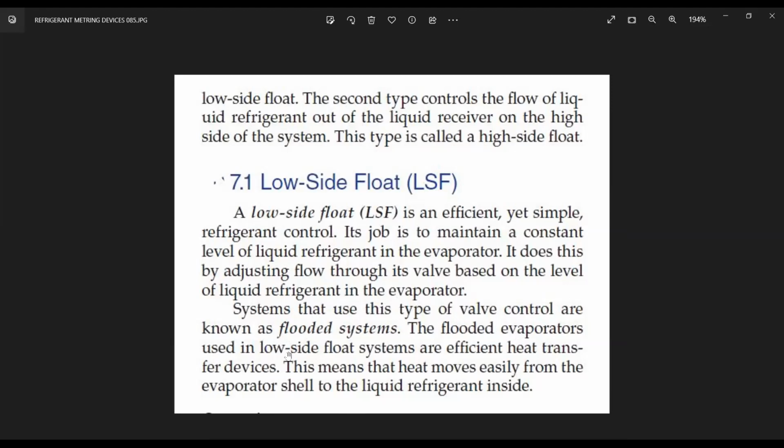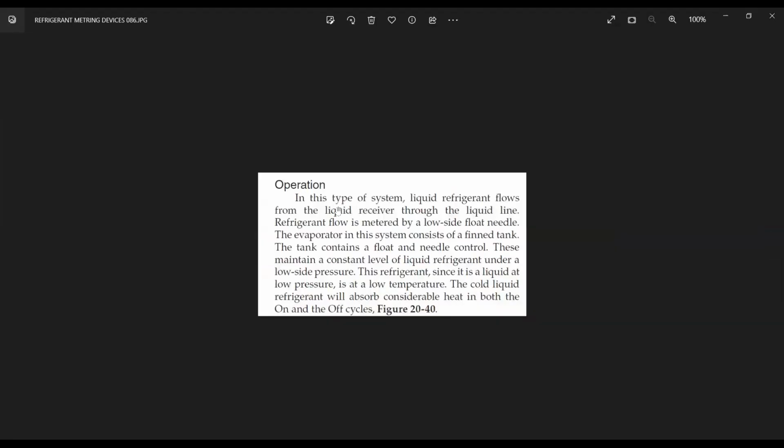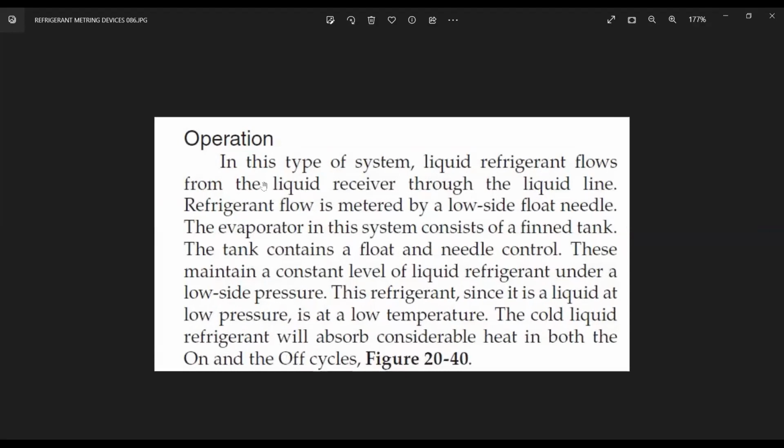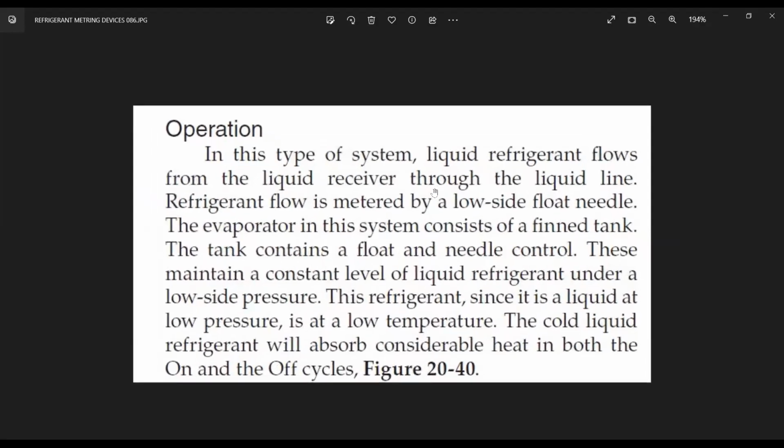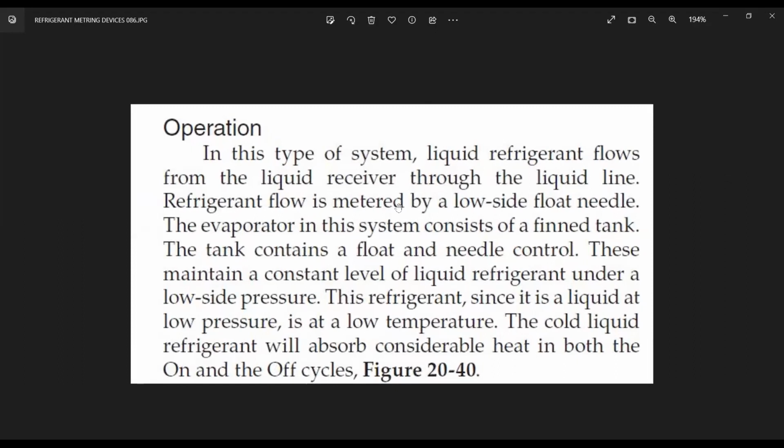The flooded evaporators used in the low side float system are efficient heat transfer devices. This means that the heat moves easily from the evaporator shell to the liquid refrigerant inside. In this type of system, the liquid refrigerant flows from the receiver through the liquid line, and the flow is metered, meaning controlled, by a low side float needle. So the float is controlling a needle valve basically. The evaporator in the system consists of a finned tank, and the tank contains the float and a needle control. These maintain a constant level of liquid refrigerant on the low pressure side.